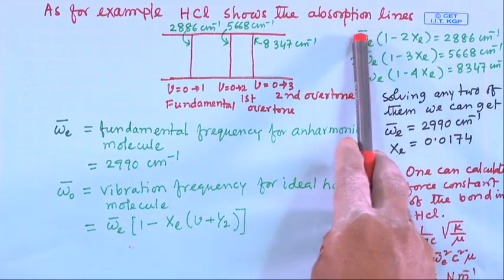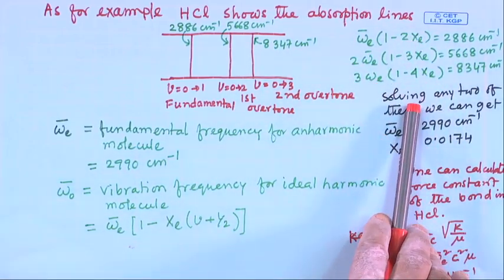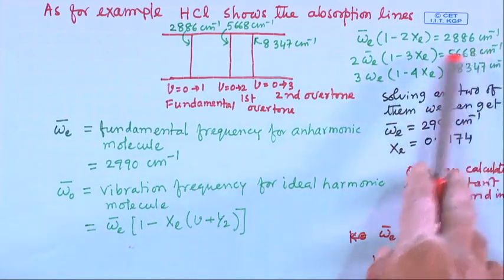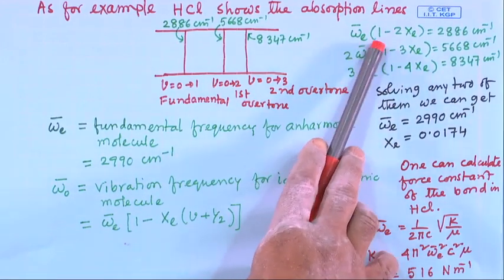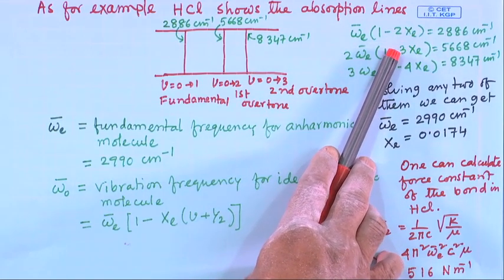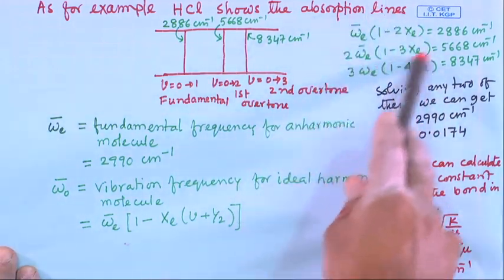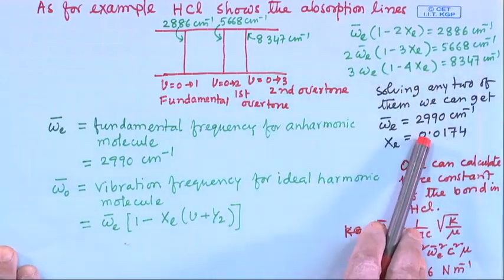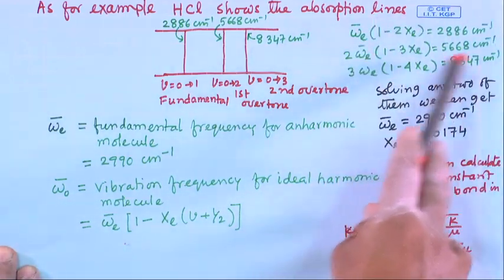So, here you can take these as three relations, equation numbers 1, 2, 3. In these equations the unknowns are omega E and x e. With 2 unknowns, to get their values we need a minimum of 2 equations. Here I have 3 equations, so any 2 you can consider and solve, and you can find out the values of omega E and x e. It is just a simple problem.